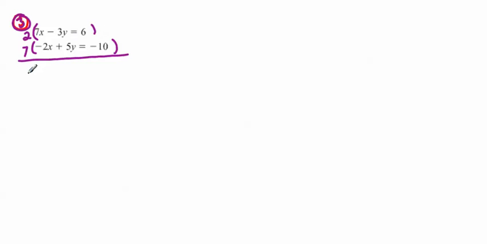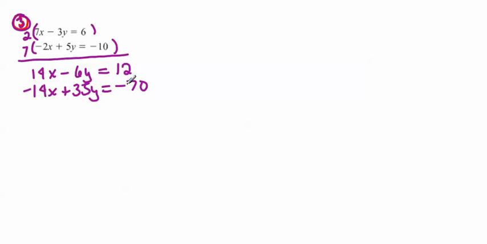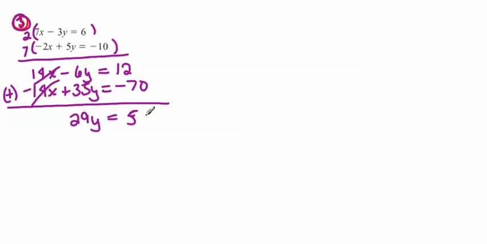So 2 times the first equation would give me 14x minus 6y is equal to 12. And then when I multiply the second equation by 7, I get negative 14x plus 35y is equal to negative 70. And I want to add these two equations together. 14x plus negative 14x is going to cancel. Negative 6y plus 35y is going to give me 29y. And then 12 minus 70 is, what is this, 58, negative 58.